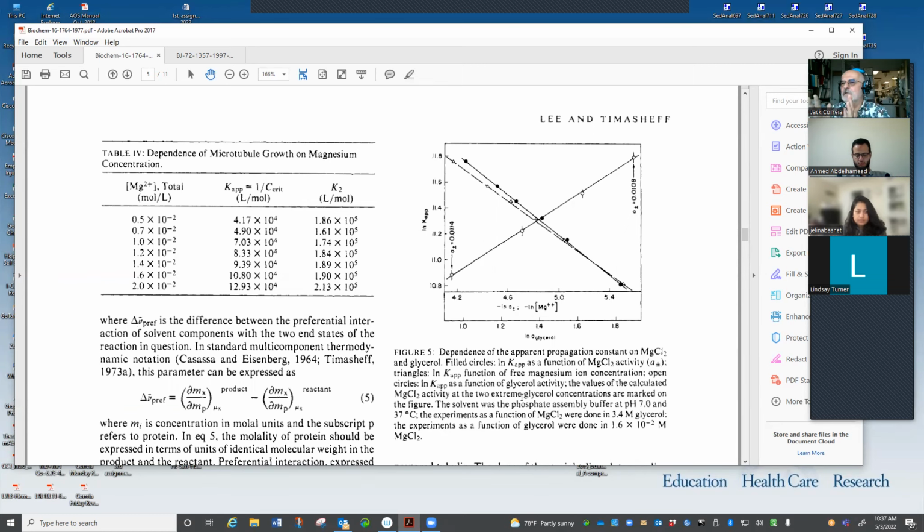And so glycerol, it turns out, doesn't like hydrophobic surface, so it's excluded. Okay, and as it's excluded right around the tubulin, there's preferential hydration that goes on. And so it's this exclusion of the glycerol and the preferential hydration that is part of this whole process. This is the preferential binding mechanism that glycerol usually takes part in.